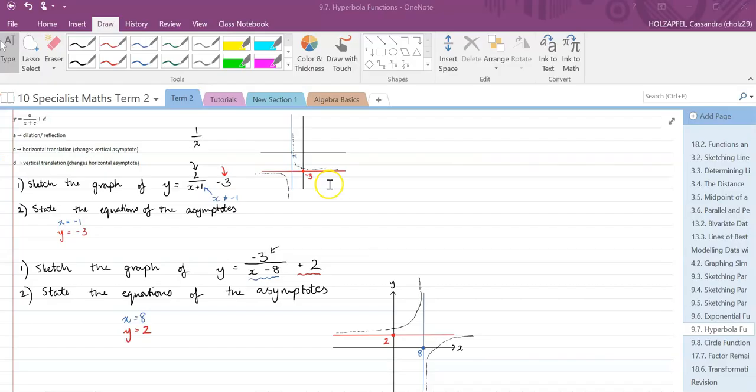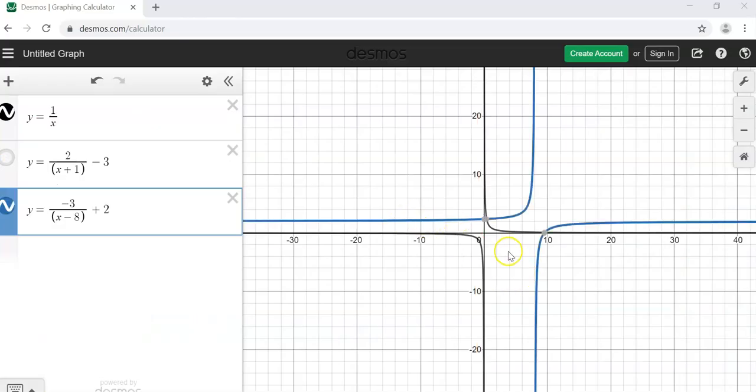So let's double check. This was our first equation here, and indeed we have shifted down and across to the left. Now looking at this second equation, we should have moved it up and to the right. So let's double check. Okay, so indeed we have moved over to the right and then up 2 units. So that's how we use transformations to draw a hyperbola function rather than plotting those values in a table.